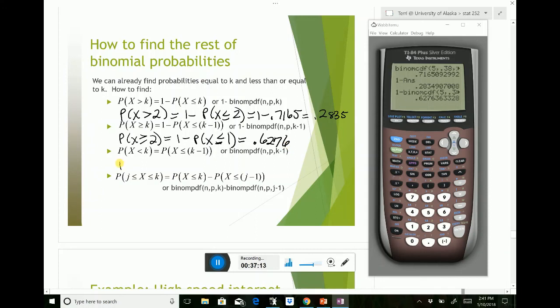Now, what if I want the probability that x is strictly less than 2? Well, then I just have to do the binomial probability that it's less than or equal to 1, because if it's strictly less than 2, it's either 1 or 0. So I can do that. Pull this back up again. I don't want the 1 minus on here anymore.